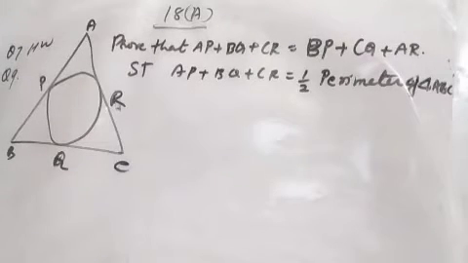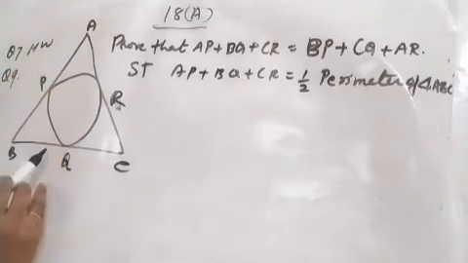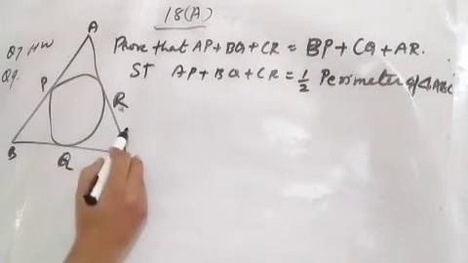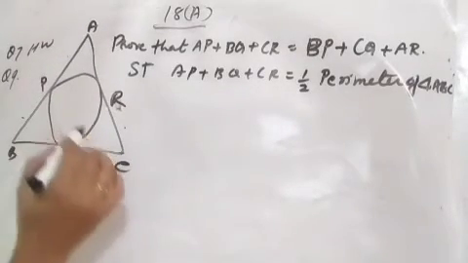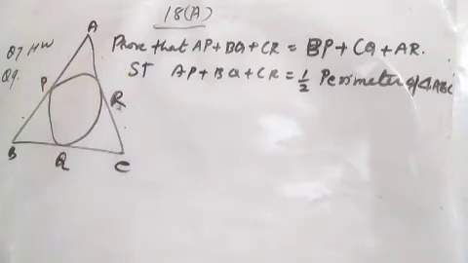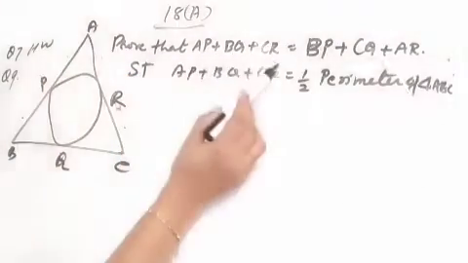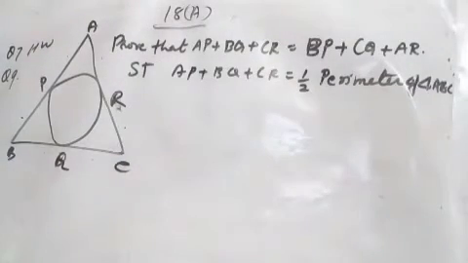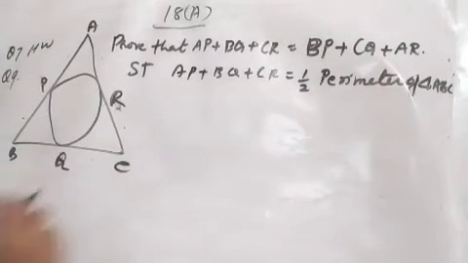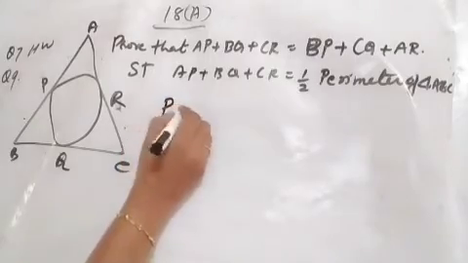Do question 7 homework. Now the 9th problem. You can see a diagram in which a triangle ABC is there and a circle which touches all the sides of the triangle. We have to prove that AP plus BQ plus CR is equal to BP plus CQ plus AR. Also we have to show that the sum of AP plus BQ plus CR is half of the perimeter of the triangle ABC. First, what is the perimeter of triangle ABC?